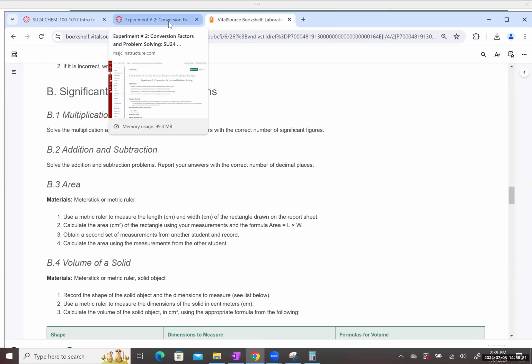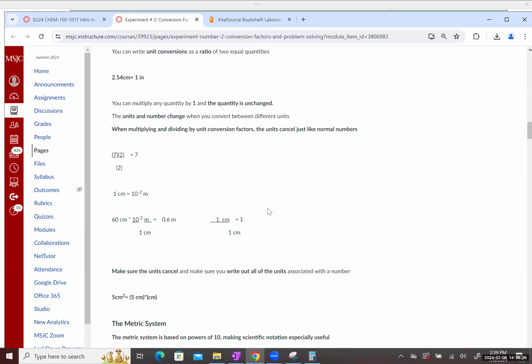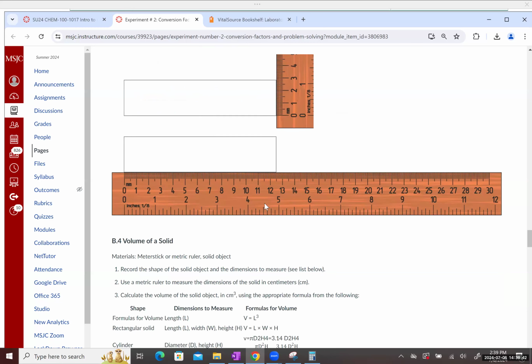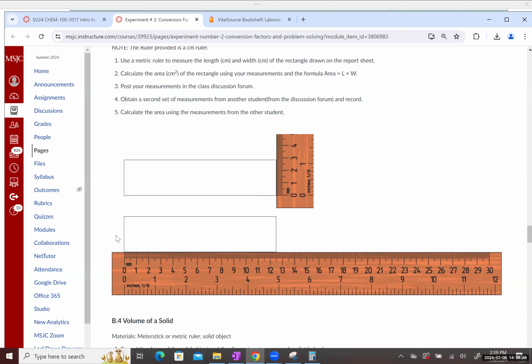Now, if you don't have a ruler, I have provided you some images that you can use. So let's take a look at that. So for B3, I provided you some images of a rectangle, and I've created a virtual ruler that we can use now to take some length and width measurements. And in this case, we have our centimeter ruler available, and we have our rectangle, and we have the ruler aligned for the length and width.